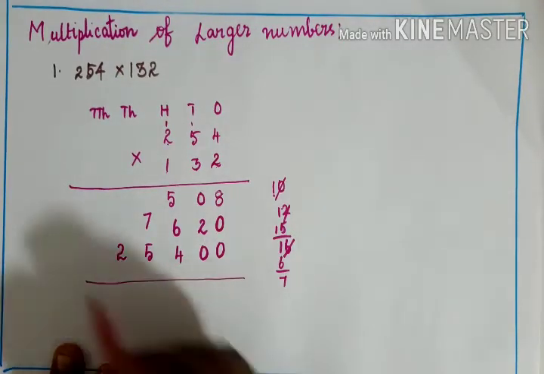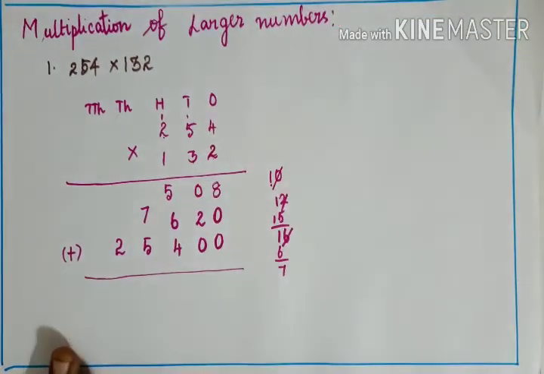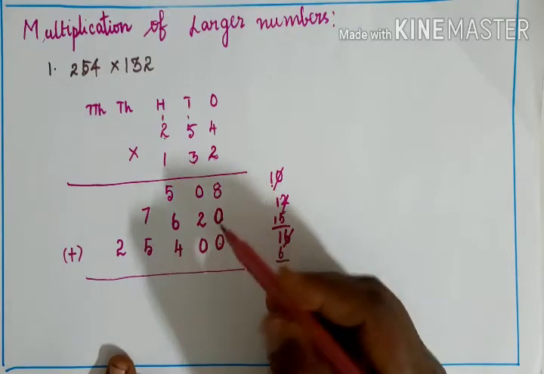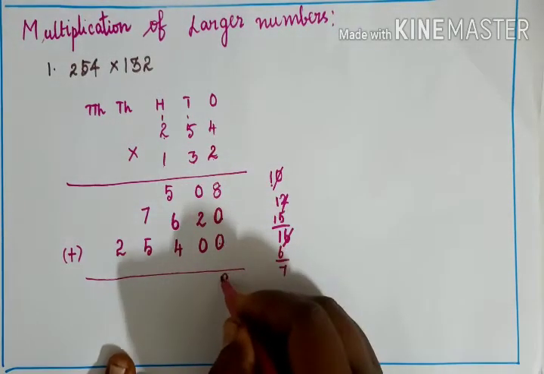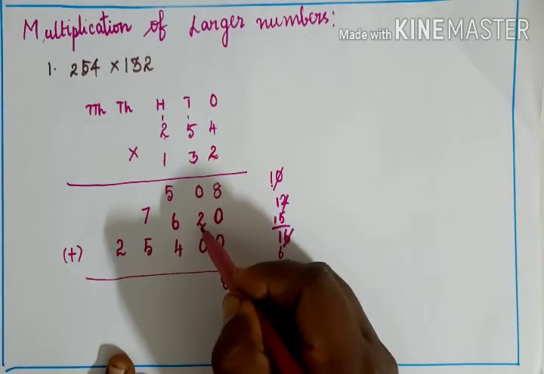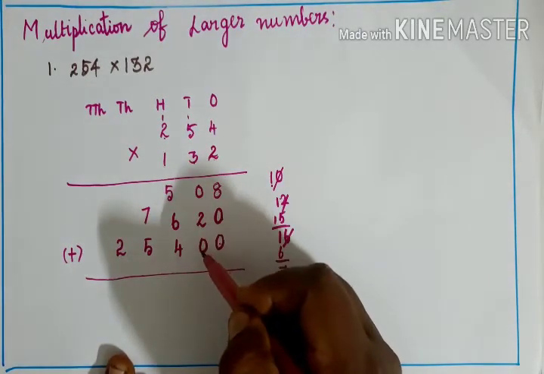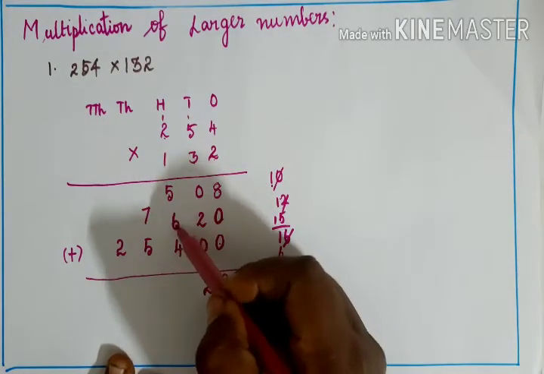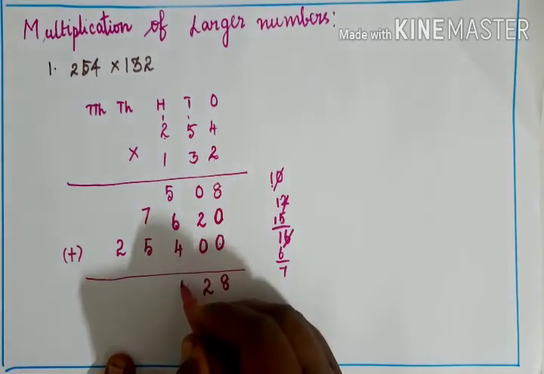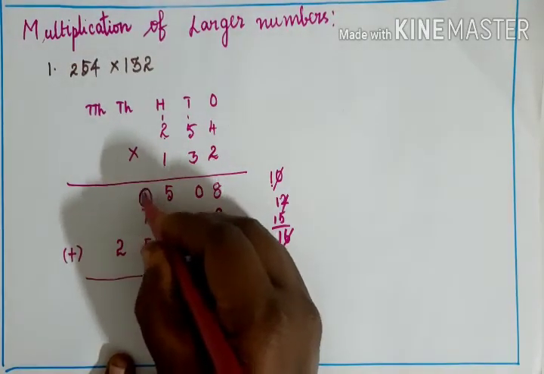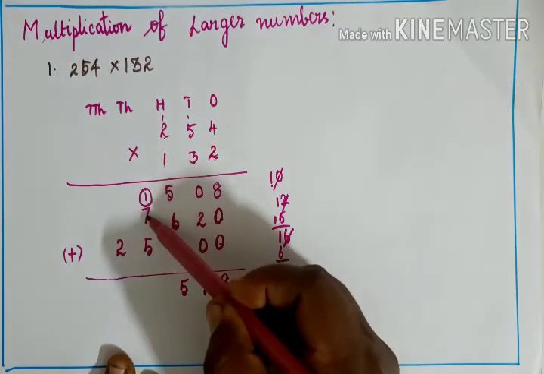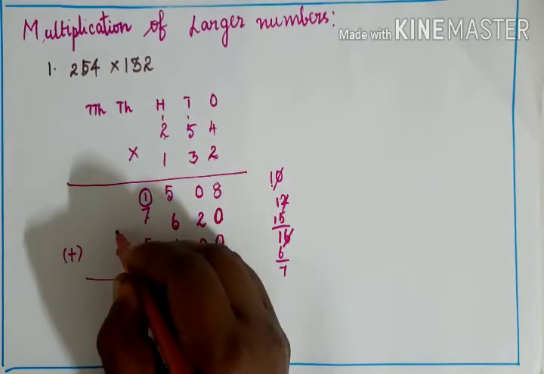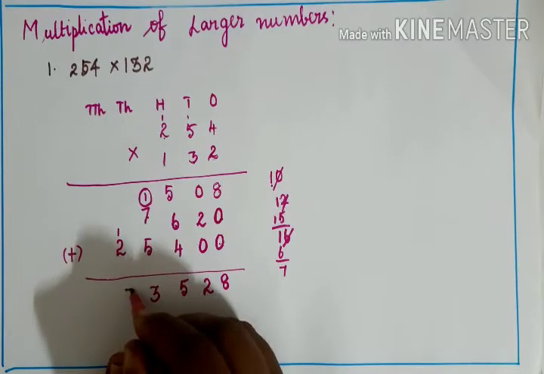Now we are going to add up to get the product. Okay. So what do you get? So when you add with zeros, you will get 8 plus 0 is 8. Again 8 plus 0 is 8. Okay. 0 plus 2 is 2. 2 plus 0 is also 2. Fine. Then 5 plus 6 is 11. 11 plus 4 is 15. So 5 carry over 1. Now what do you have to do? 1 plus 7 is 8. 8 plus 5 is 13. 3 carry over 1. So 1 plus 2 is 3.